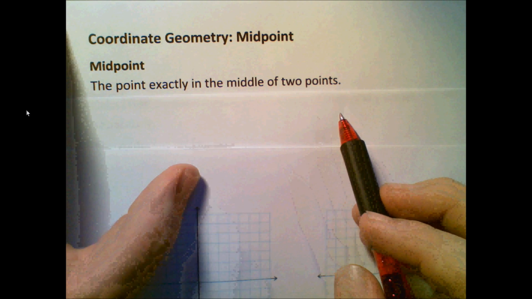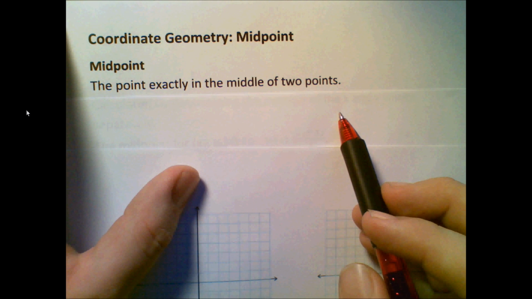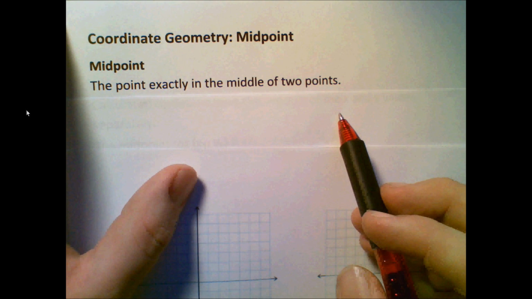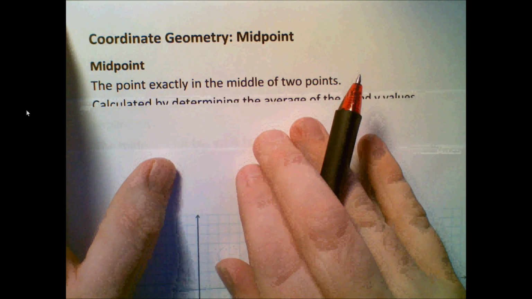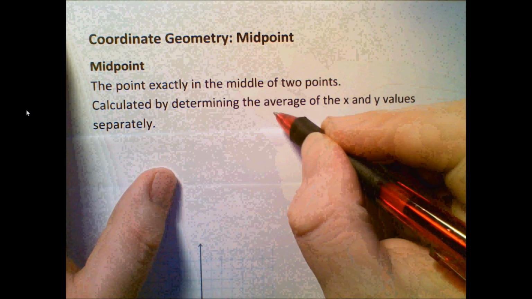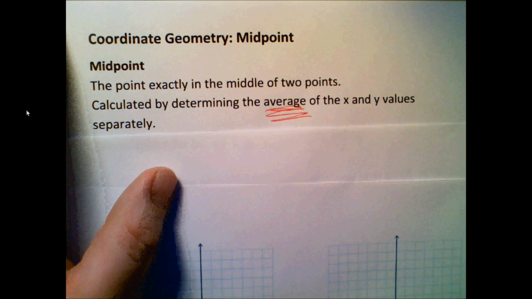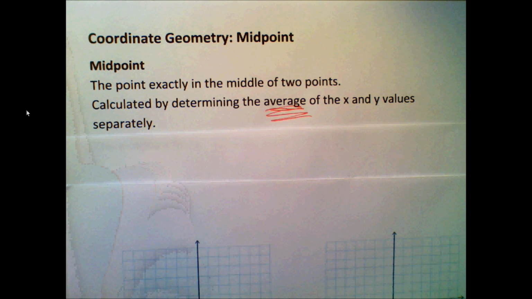Let's pretend you and your friend are at two different places, and you want to meet exactly in the middle. You could use the midpoint formula to find this. When you think of middle, you should think of the word average. You have to calculate the average of the x and y values separately. In this formula, you're actually doing two different things that have nothing to do with each other. It's the same process, but you find the average of the x values, that's your answer for the x. Find the average of the y values, that's your answer for the y.